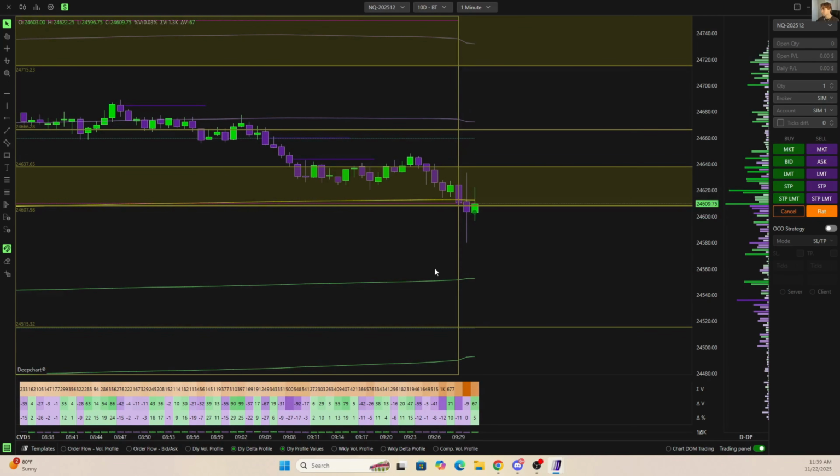Buying steps in. You would not want to see that close below for longs. If you're short, you would. More buying comes in. Closes right there. If this candle closes, it'd be very bearish.